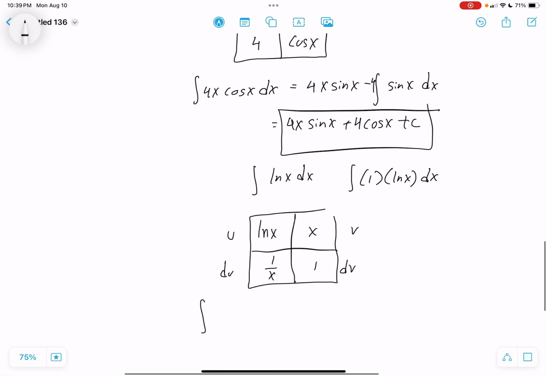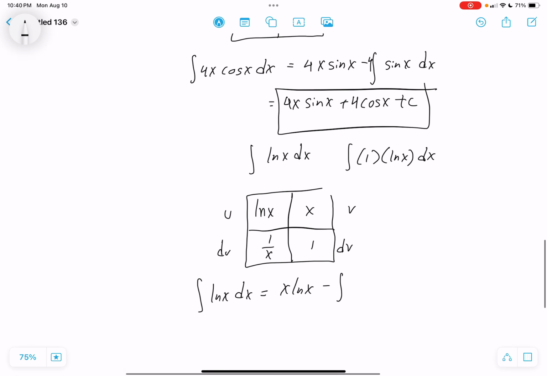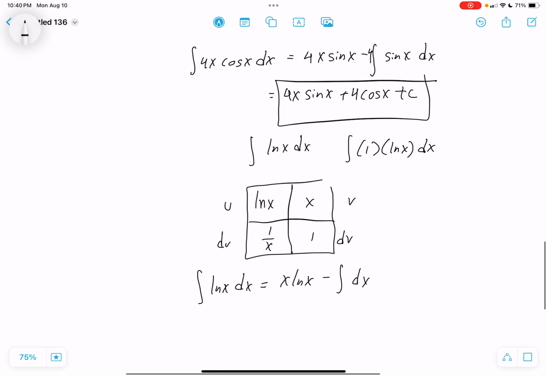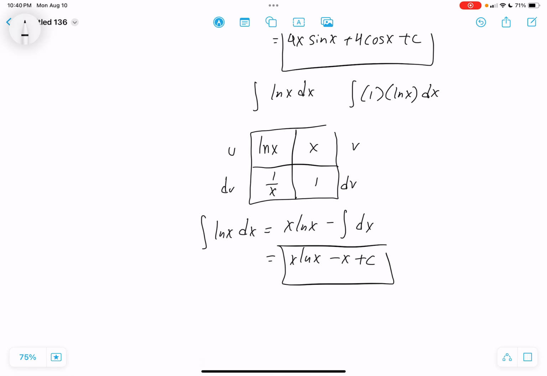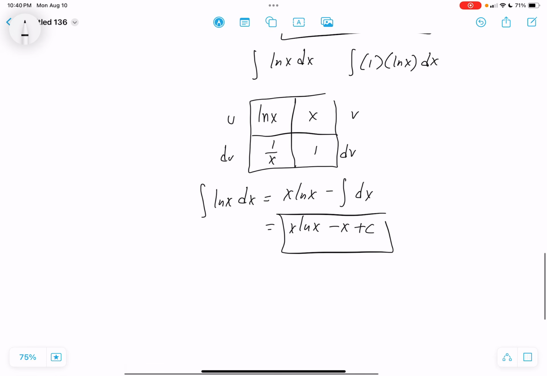So now I get the integral of ln x dx is equal to x ln x minus the integral. Now 1 over x times x is 1, so I just get the integral of dx. And therefore this is equal to x ln x minus x, and do not forget that constant of integration. Now one more harder question is the integral of x squared e to the 2x dx. How do we approach this one?